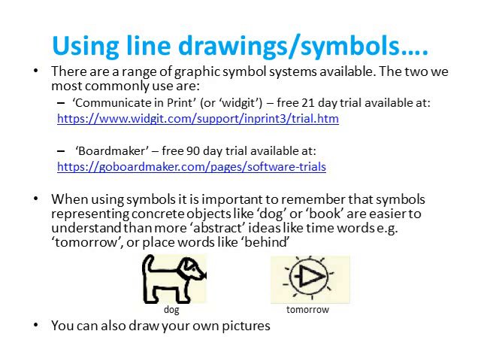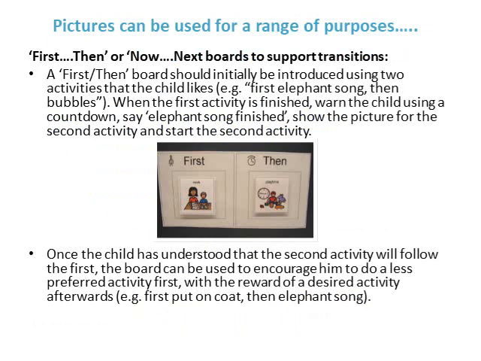Just remember when using symbols that concrete ideas such as objects are easier for children to understand than abstract ones like time and place concepts. You could also draw your own pictures, of course. You can use visual support for a range of purposes. For example, a now and next board can help children move between activities or tolerate adult direction in their play.